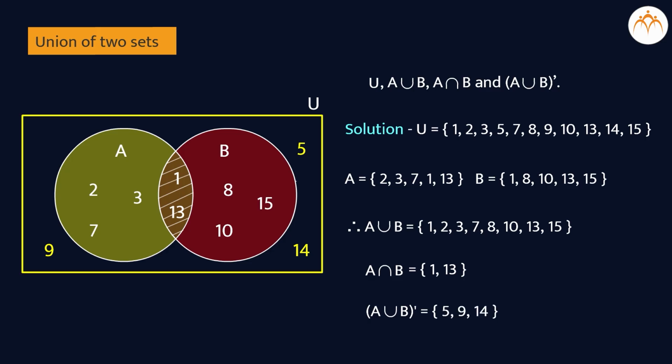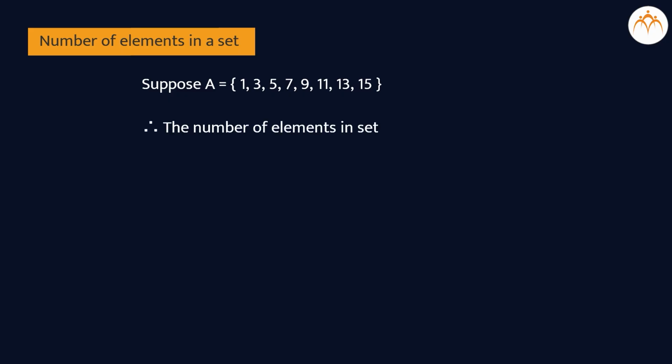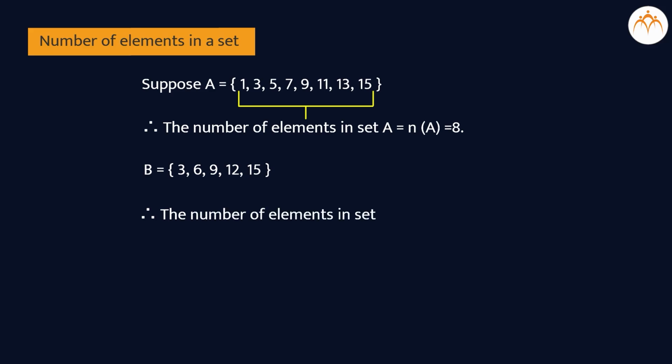Now, let us study operations related to the number of elements in a set. Number of elements in a set. Suppose set A contains elements 1, 3, 5, 7, 9, 11, 13, 15. Then the number of elements in set A, that is n(A), is equal to 8. Set B contains elements 3, 6, 9, 12, 15. Then n(B) is equal to 5. Therefore, n(A) + n(B) equals 8 + 5, that is 13, equation 1.